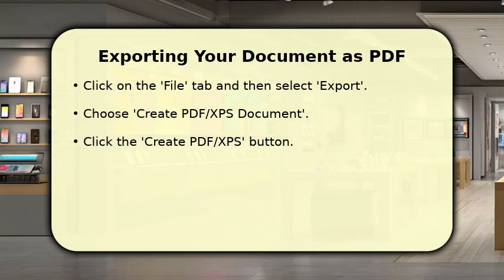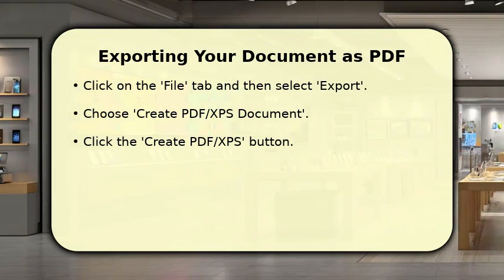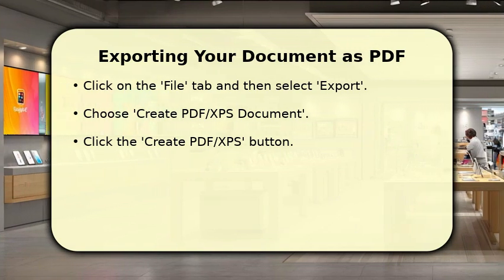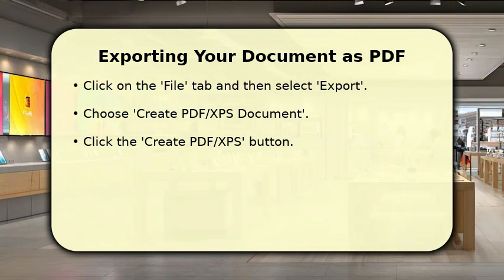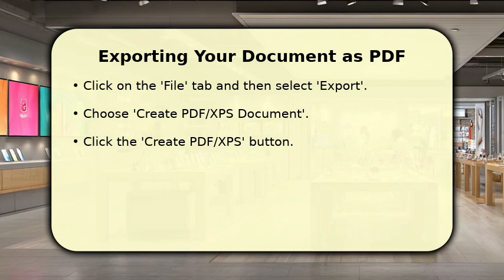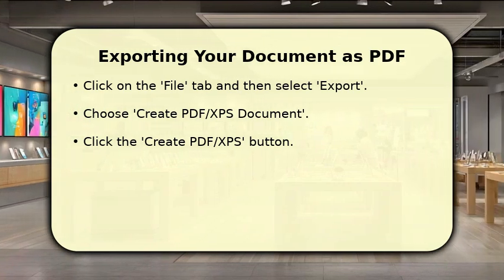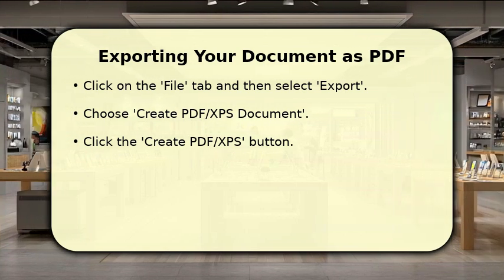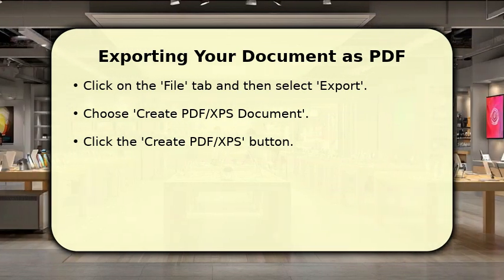Microsoft Word also offers a dedicated export feature for creating PDFs, providing excellent control. To use this, click on the File tab and then select Export. You will see an option to create PDF/XPS document. Click the Create PDF/XPS button. A Publish as PDF or XPS dialog box will open.